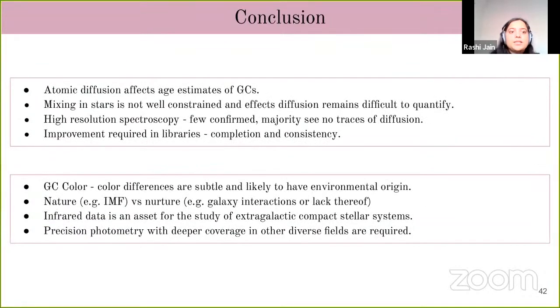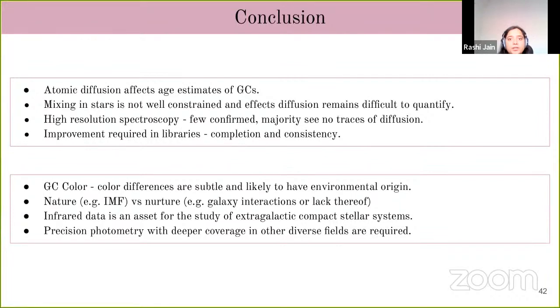To conclude the entire presentation, in the first part we looked at the multiple stellar populations in globular clusters. Then we saw how globular clusters are important from the point of view of understanding the subtle mixing processes that go on in the stars, for example, atomic diffusion, which also affects the age estimates of globular clusters. But the mixing in the stars is so far not very well constrained, and we do not know very precisely what the amplitude of these processes is, and it still remains difficult to quantify.